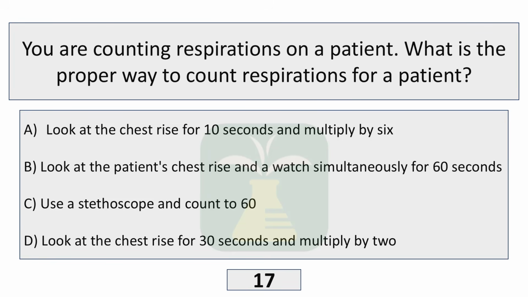You are counting respirations on a patient. What is the proper way to count respirations for a patient? A. Look at the chest rise for 10 seconds and multiply by 6. B. Look at the patient's chest rise and a watch simultaneously for 60 seconds. C. Use a stethoscope and count to 60. D. Look at the chest rise for 30 seconds and multiply by 2.